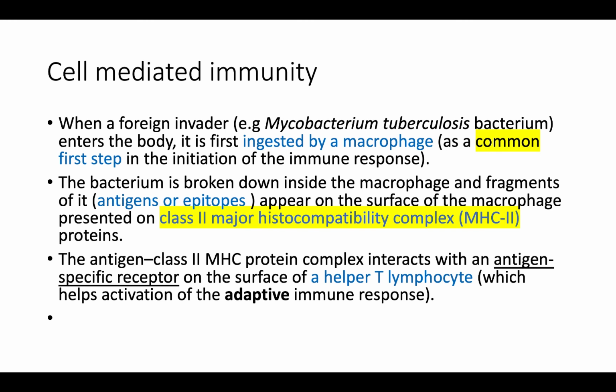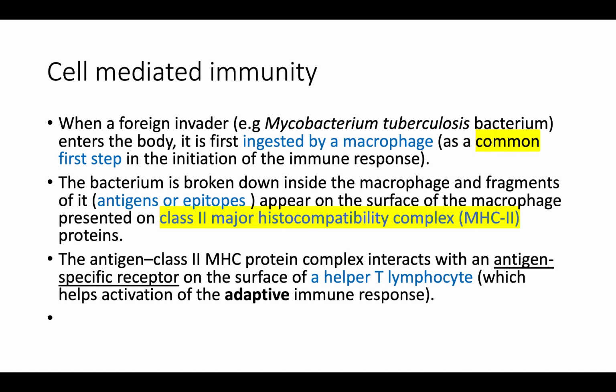When a foreign invader, like mycobacteria, enters the body, it is first ingested by macrophage. As we said, this is the common first step between cell-mediated, between innate and adaptive immunity. Both of them will have the ingestion of the foreign invader. But the difference here is the bacterium is broken up, and the fragments are shown, or the epitopes, on the class 2 MHC complex on the APC.